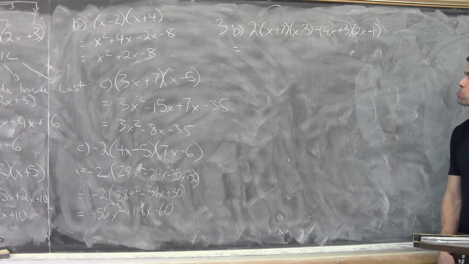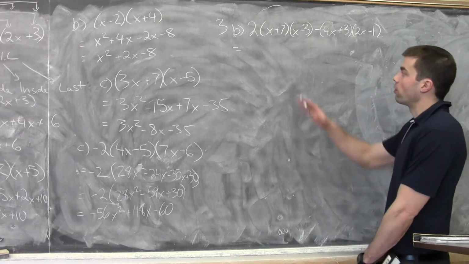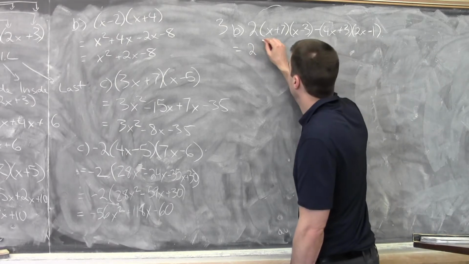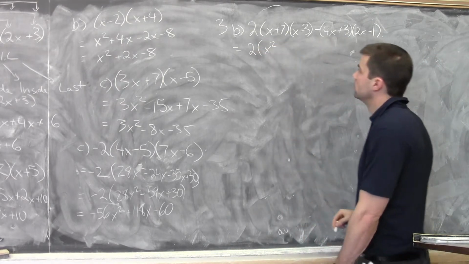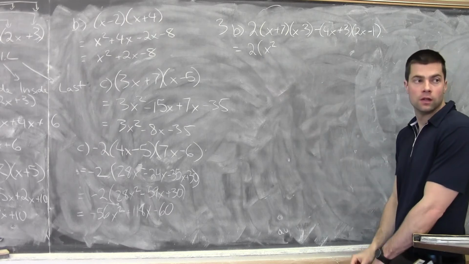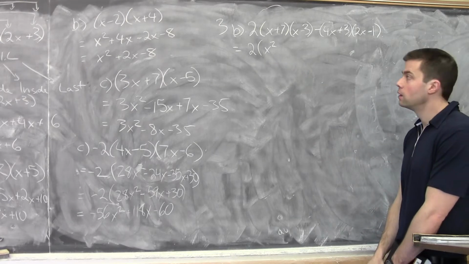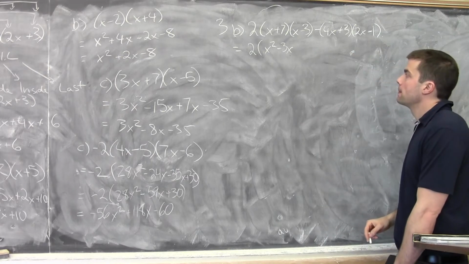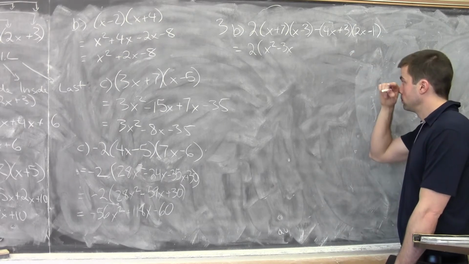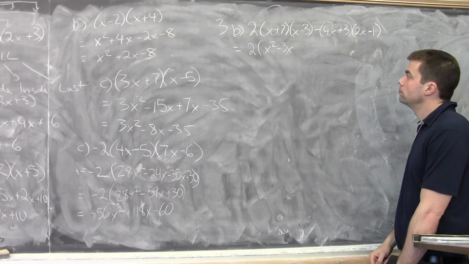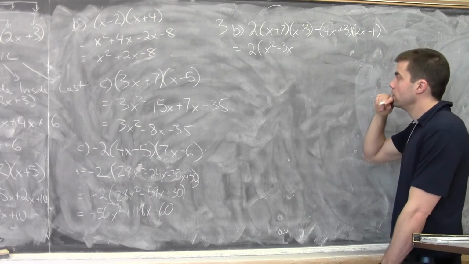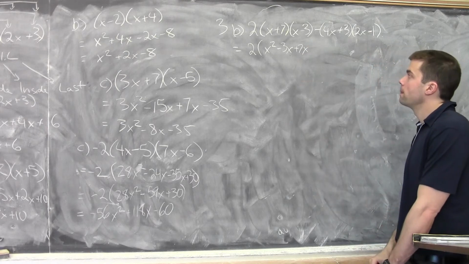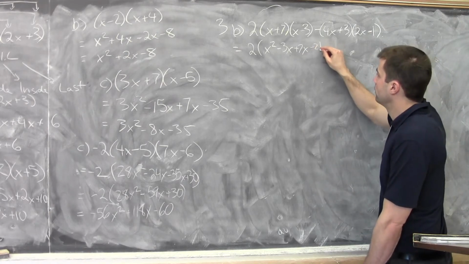So x squared. Okay, what do I do with the 2? You leave it. Okay, I leave it, good. X squared, yes. Don't forget those brackets. Negative 3x. Yeah. Seven x, positive or negative? Positive. Yep. Minus 21. Okay, good.